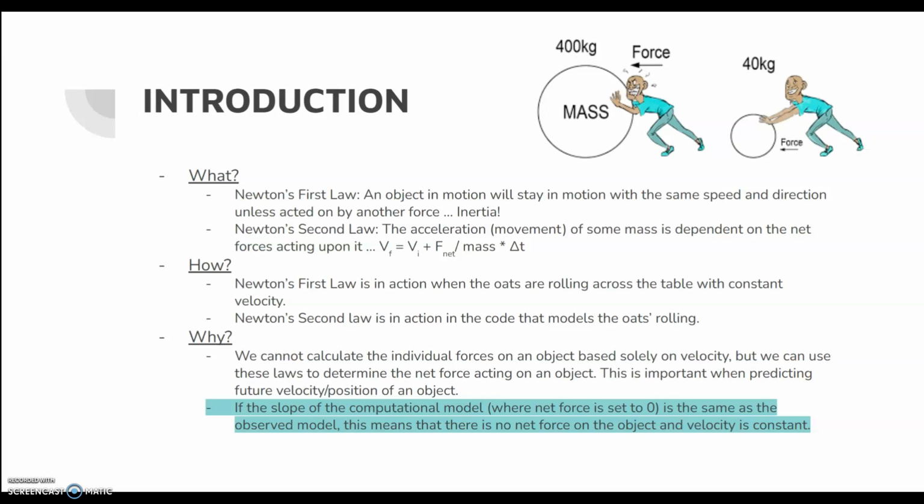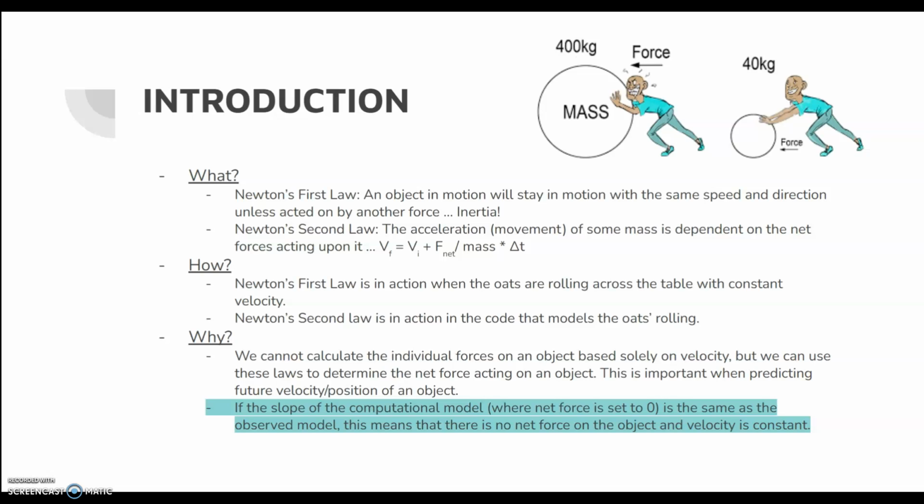So why are we doing this? We're doing this because the human eye just cannot calculate each force individually that's acting on an object in motion. But we can use these laws to determine the net forces acting on the object.